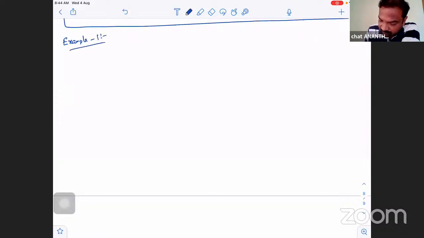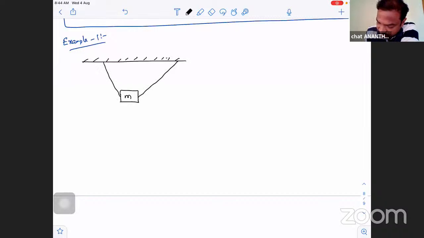Example for solving equilibrium. Suppose that there is a roof. An object of mass m is hung from the roof by two strings. The object is hanging from the strings. Something like this. This is the horizontal, and one string is making an angle alpha, the other string is making an angle beta. The block is hanging in the air.